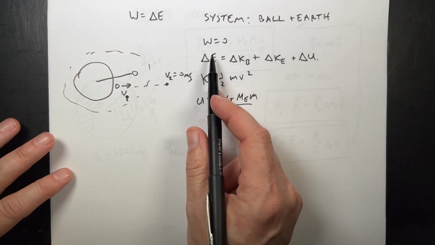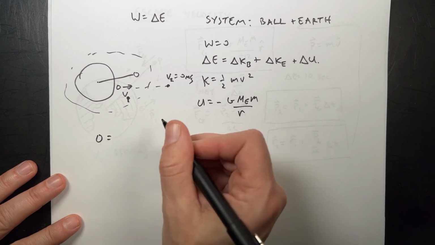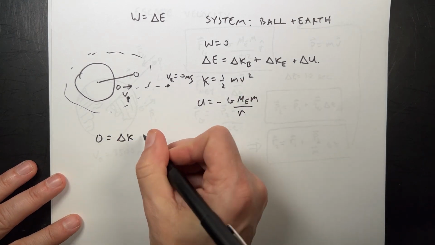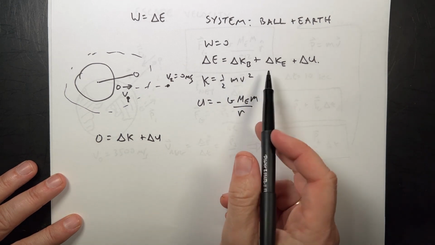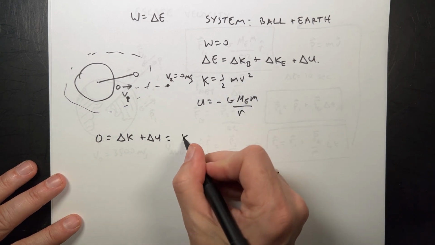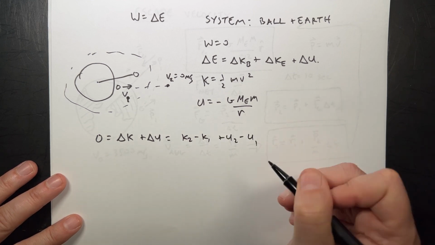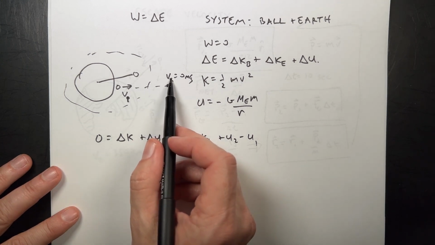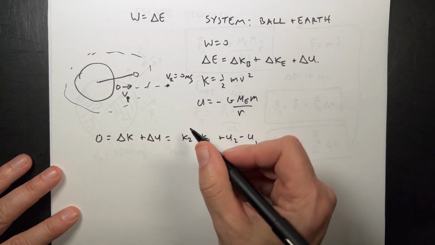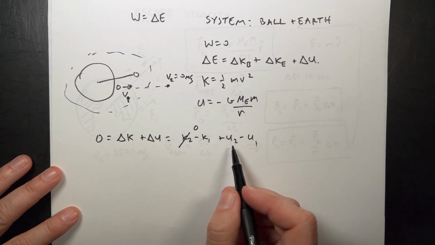So let's put everything in our work-energy equation. I know the work is 0, and that's going to be equal to delta K of the ball plus delta U, and I'll leave off the Earth. So it's going to be K2 minus K1 plus U2 minus U1, that's the change in. And I know that up here at point 2, the kinetic energy is 0, so that's 0. But these are not 0.